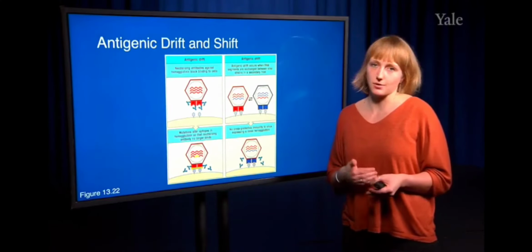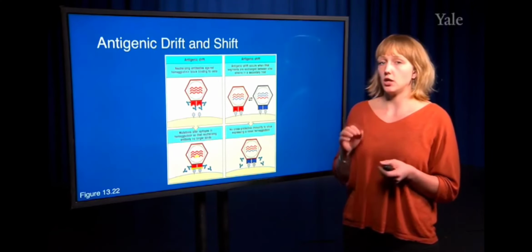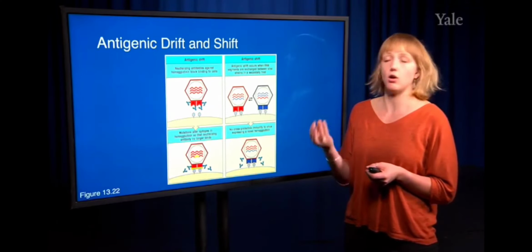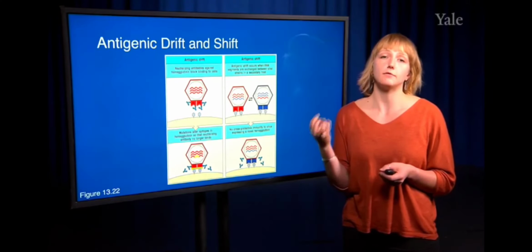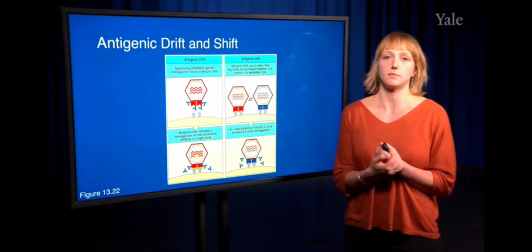This is antigenic drift. So antigenic drift is when we have an antigen that's on our viral particle, and that virus mutates that antigen or that epitope such that our immune responses can no longer recognize that epitope.